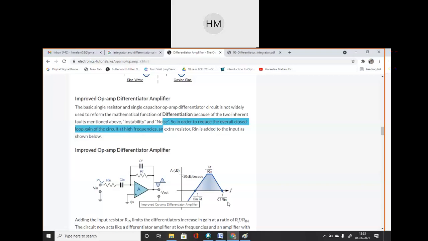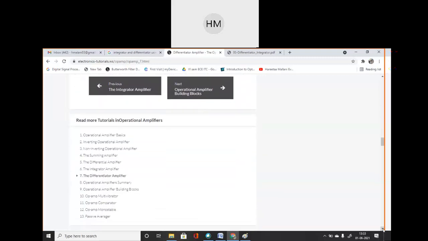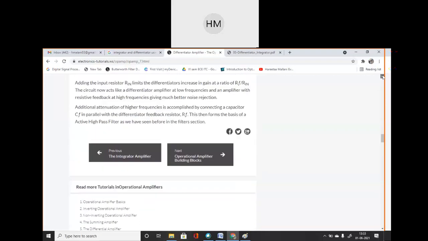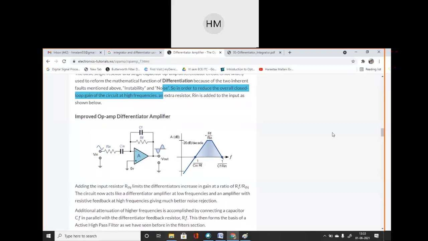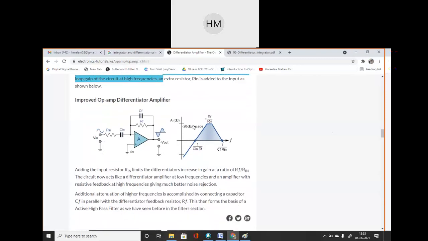And see, students, frequency response is very important in this. So in theory questions, I have asked a question about frequency response. It is not mentioned over here, so you have to discuss and write it from any standard book of linear integrated circuits, operational amplifier circuits. So this is the concept of the differentiator circuit. What I have done is add the input resistance Rin, which limits the differentiator's increase in gain to a ratio of Rf upon Rin. When Cin is not coming into the picture, then my ratio becomes Rf upon Rin.